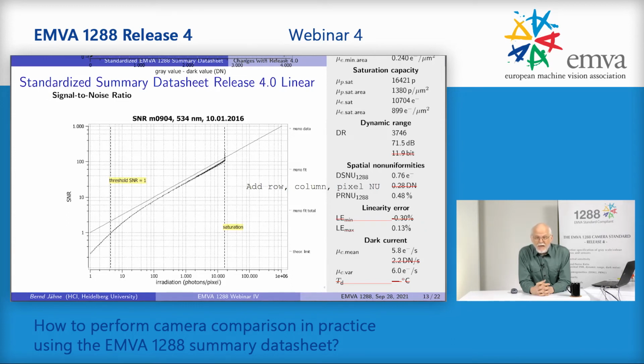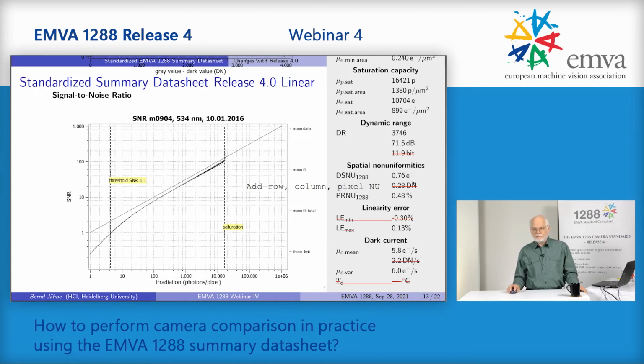The changes come now with the spatial non-uniformity, for several reasons. The first thing is that we report only in electrons now, and the reason is we have split up DSNU and PRNU not only in total values, but also in row, column, and pixel values. So for both the DSNU and the PRNU, instead of one value, we have 4 values to see whether the DSNU is rather just pixel by pixel variation, or whether it is a pattern in row or in column direction.